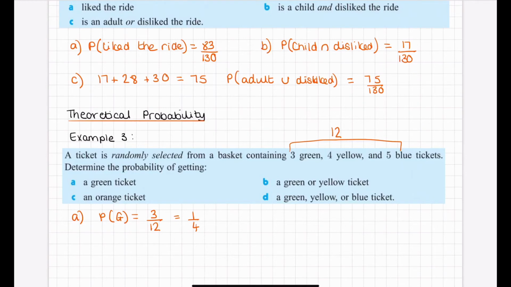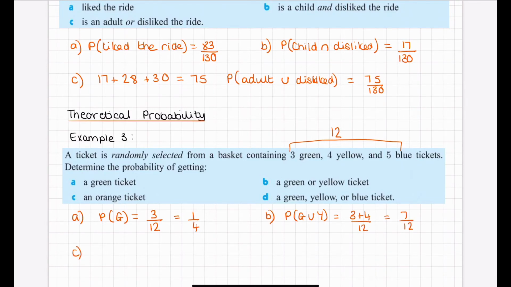B, a green or yellow ticket. So they could get one or the other. So we need to have green or yellow, which will be 3 plus 4. So the probability of green or yellow will be 3 plus 4 out of 12, which is 7 out of 12.